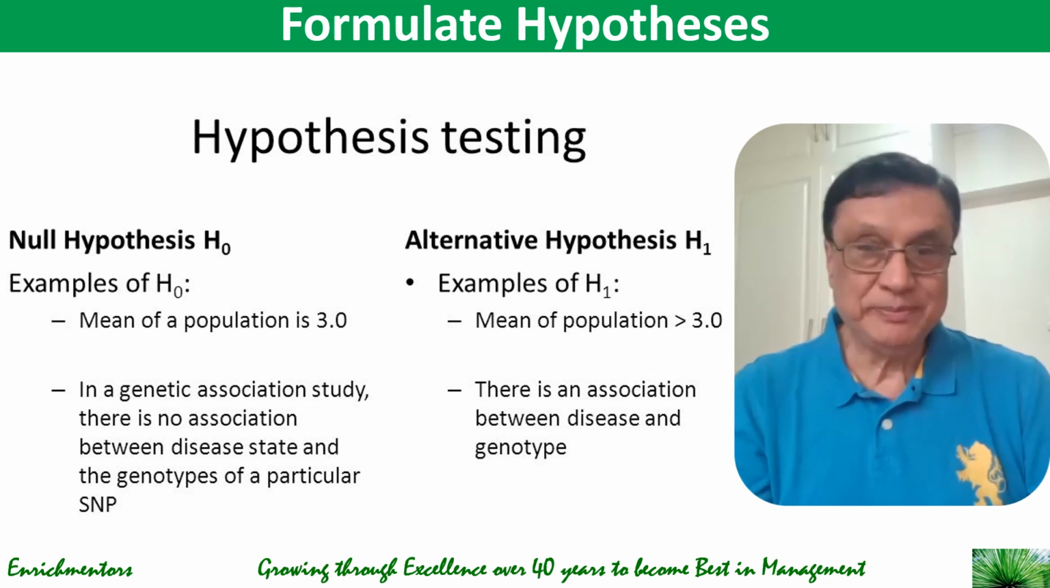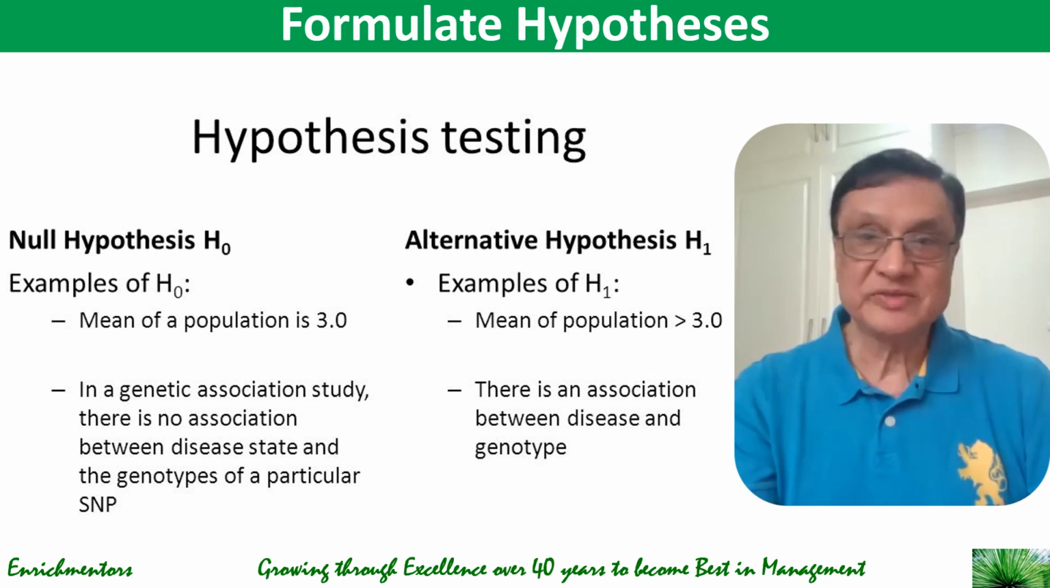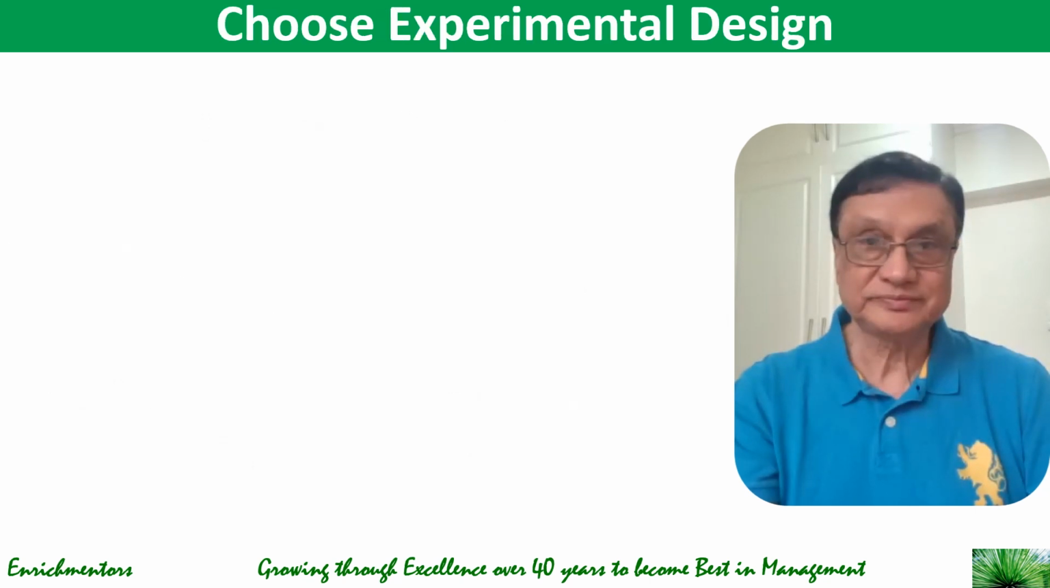And in this H0, there could be another example that in a generic association study, there is no association between disease state and genotypes of a particular SNP. And the alternate could be that there is an association. So this is how you formulate the hypothesis.